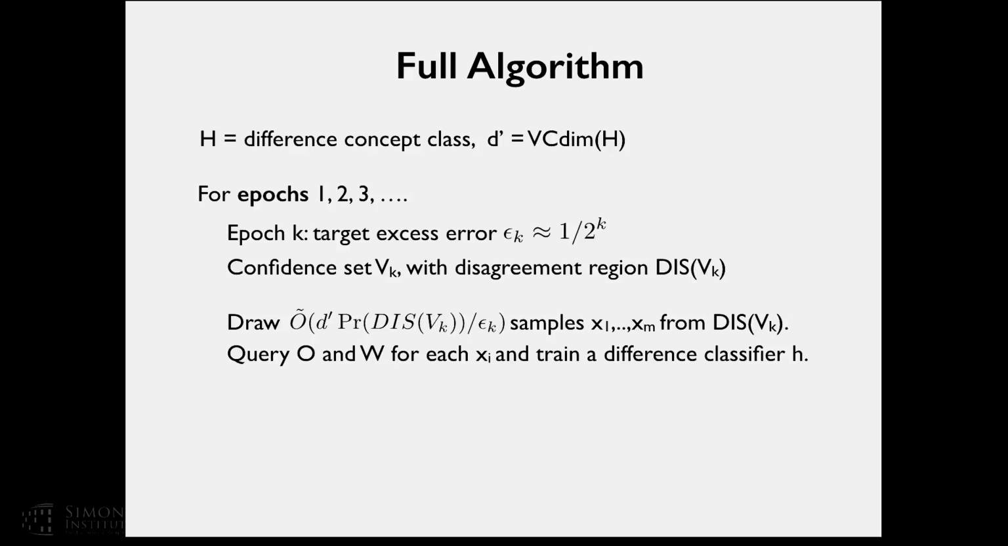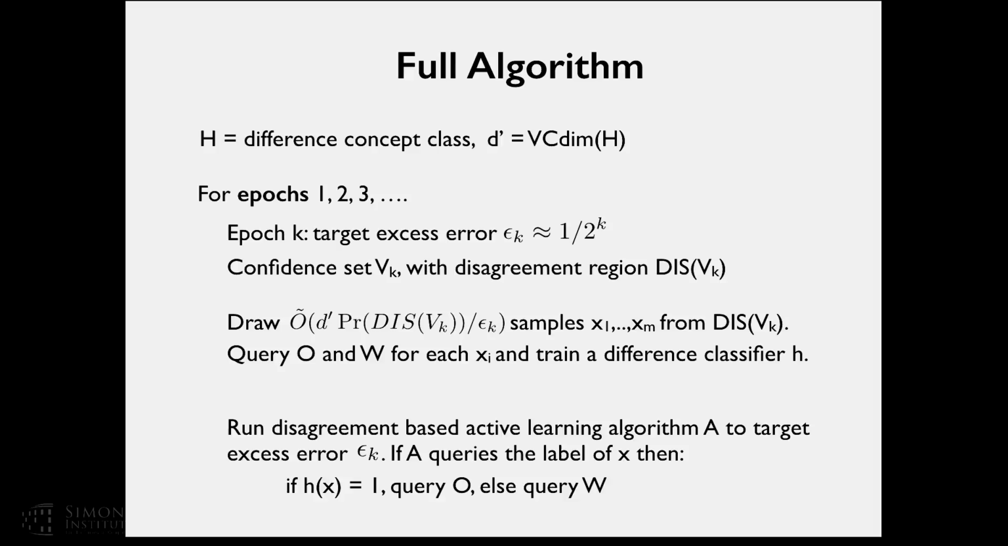I know it's a little complicated. Then you query O and W and then train a difference classifier. And then you would run disagreement-based active learning algorithm to target excess error epsilon k. And then if A queries the label of X, A will use the difference classifier as a filter, right, to decide whether it's going to query O or whether it's going to query W.